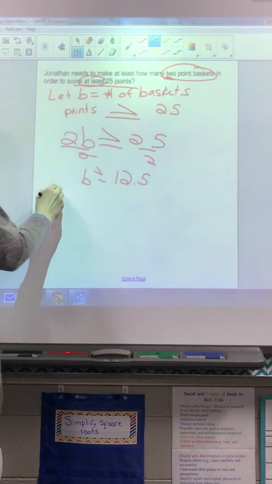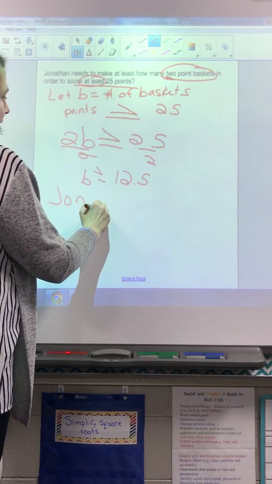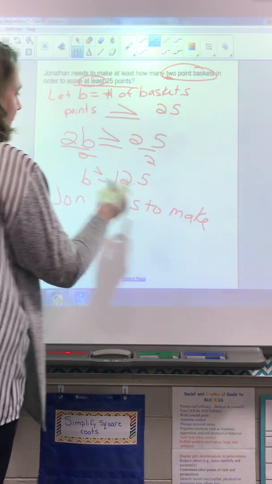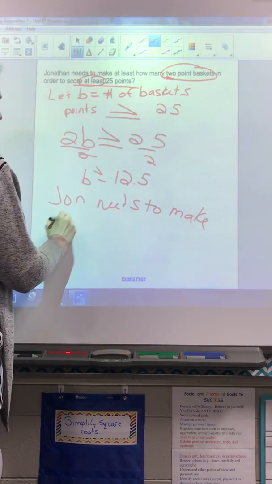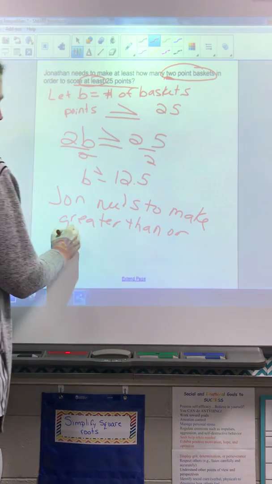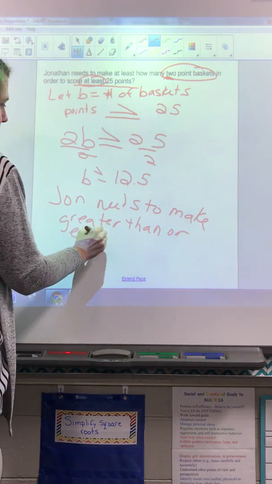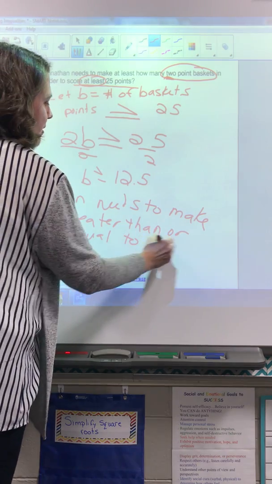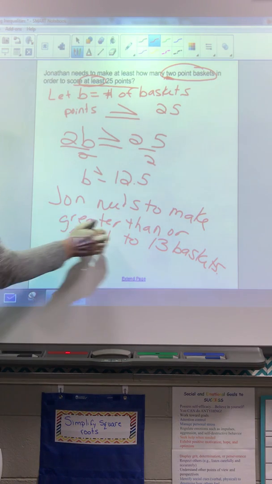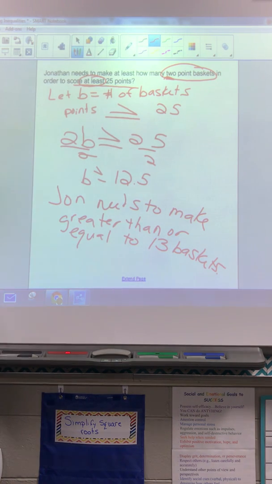So now we're ready for the sentence. Jonathan needs to make, my inequality phrase, greater than or equal to, I could have said at least, 13 baskets. You have to have your inequality phrase in your answer, otherwise it's not correct, because he does not need to make only 13 baskets. He has to make a minimum of 13 baskets.